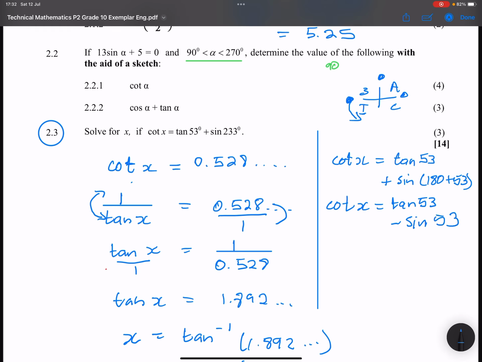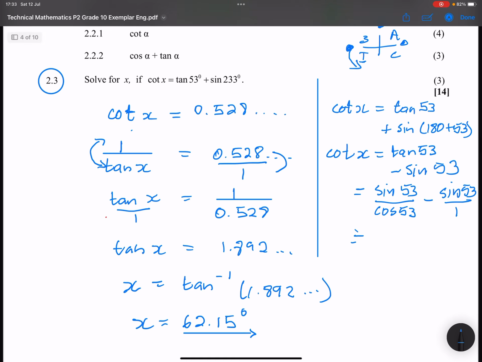Right. What you could have done, I don't know if it will help us in any way, right? So I could have said, well, that's sine tan of 53. So that's sine 53 over cos 53 plus, or rather minus, sine 53 over 1. Right. I don't know if this is really going to get us anywhere if we do it in this manner. But of course, what is our LCD? Our LCD is cos 53.